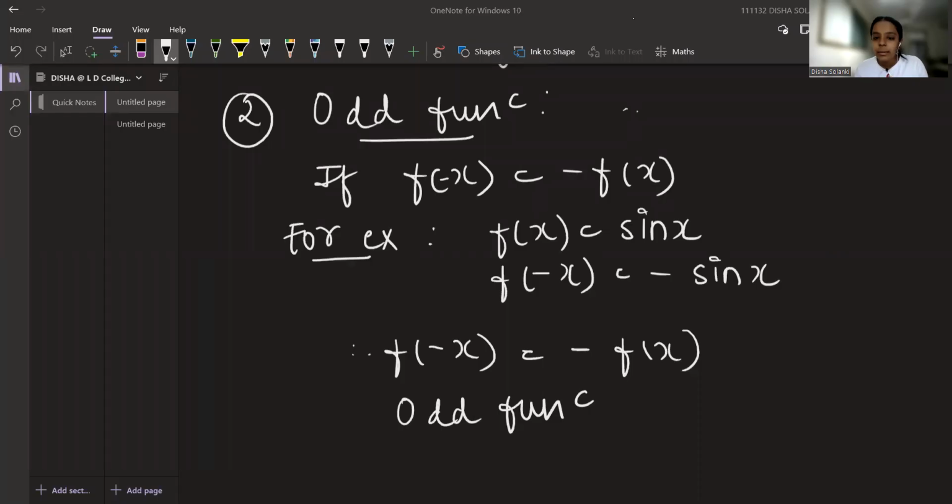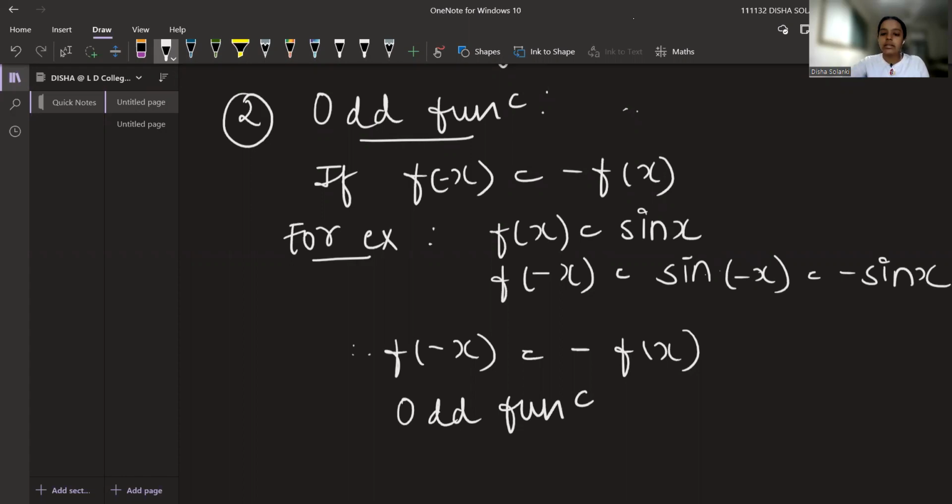अगर आपको यहाँ पे ना पता चला हो तो let me tell you once more. F of x equals sin x and f of minus x equals sin of minus x, and as we all know, sin of minus x is minus sin x only. So here it comes from this.